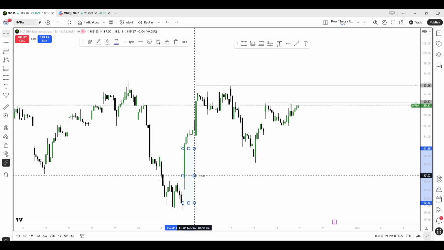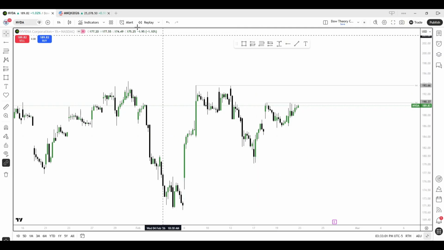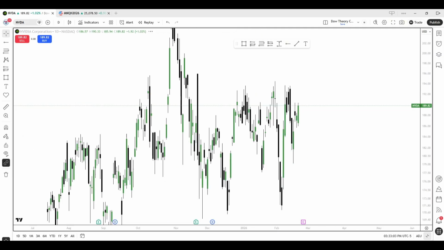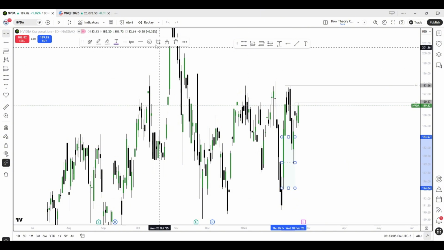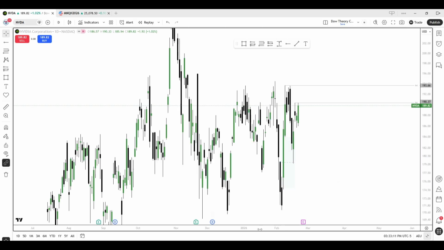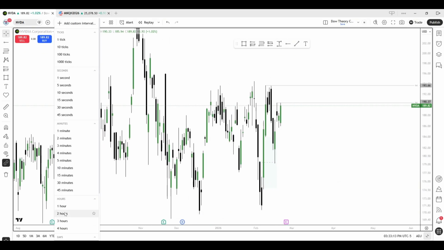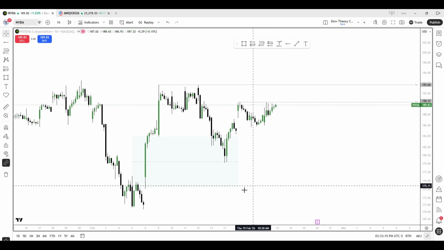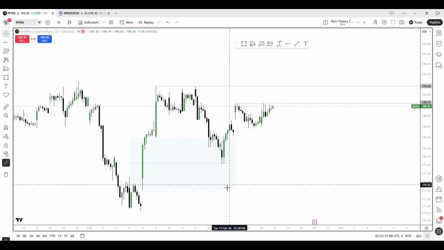It looks like the daily never transposed down. Let's go back out to the daily real quick. Here, here, here. All right, cool. Hourly chart. There we go. I was able to get that transposed down.